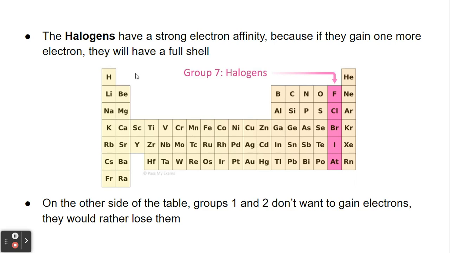Now, on the other hand, group 1, which is the alkali metals, and group 2, alkaline earth metals, we don't want to gain electrons here because we would rather lose electrons. So therefore, we have a very low electron affinity for the alkali metals and alkaline earth metals over here on the left-hand side of the periodic table.